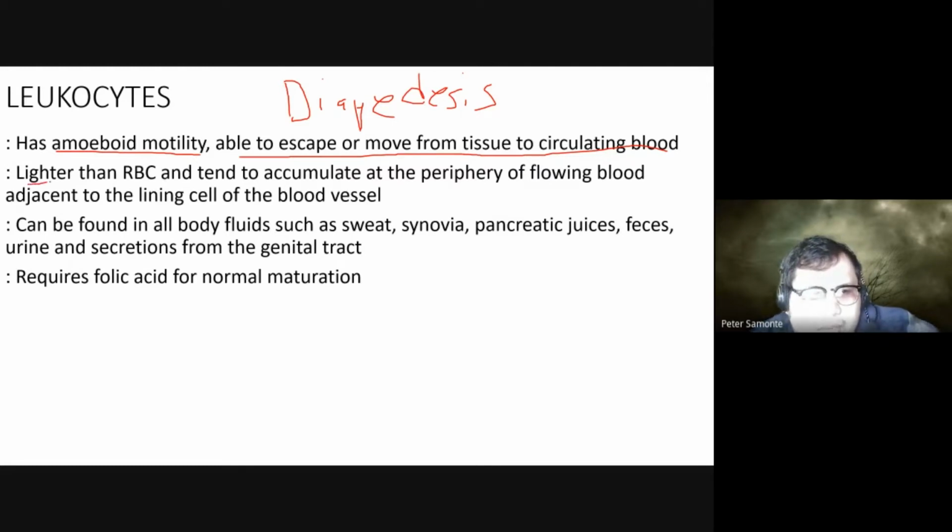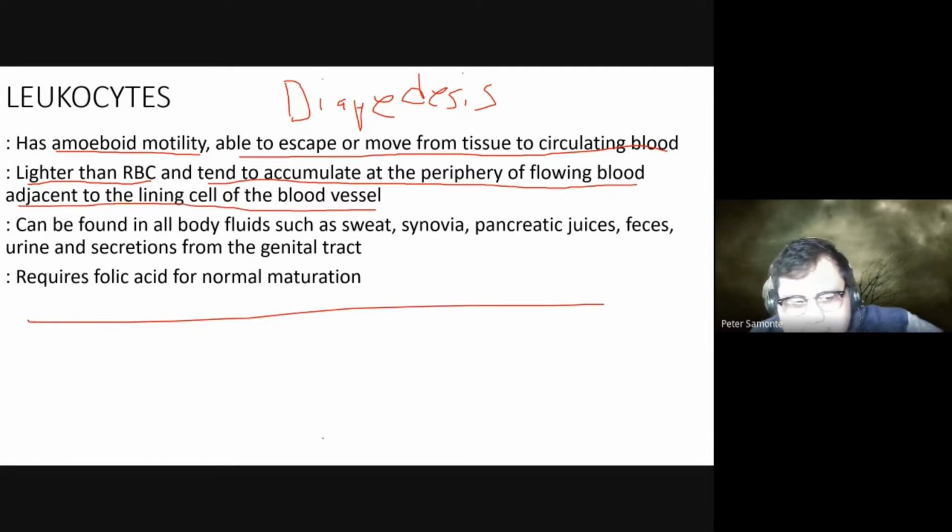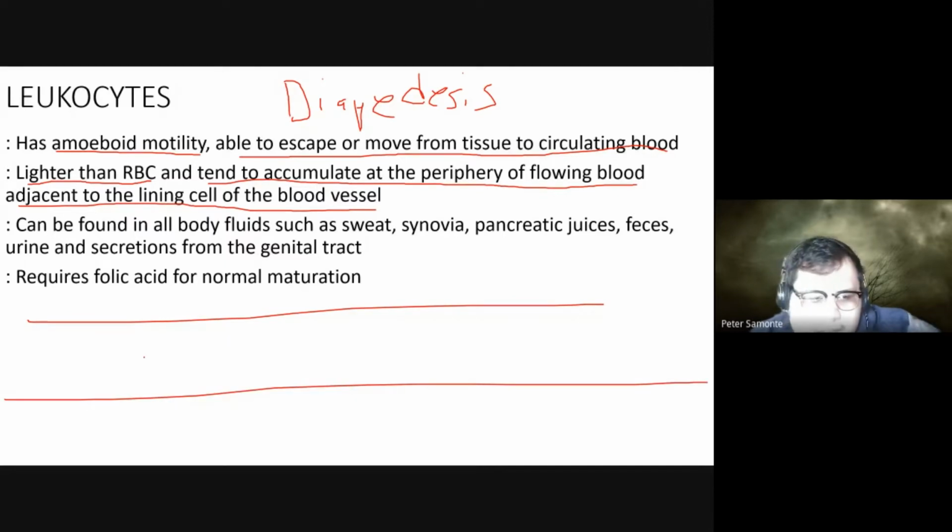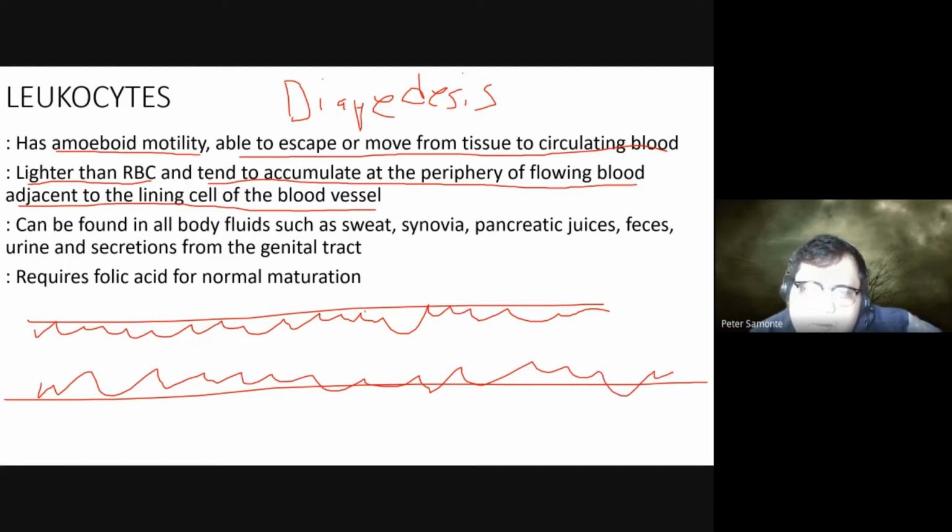Now, your leukocytes are lighter than RBC and tend to accumulate at the periphery of flowing blood, adjacent to the lining cell of the blood vessel. So imagine this would be your blood vessel class. They are usually found in this location. Nandito sila class sa periphery, sa gilid ng inyong blood vessels.